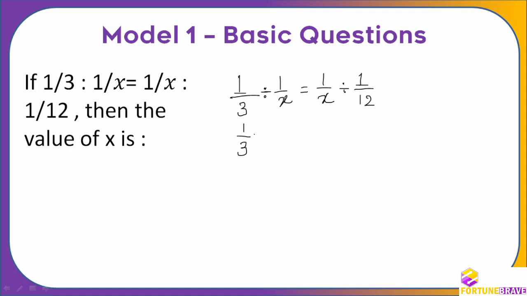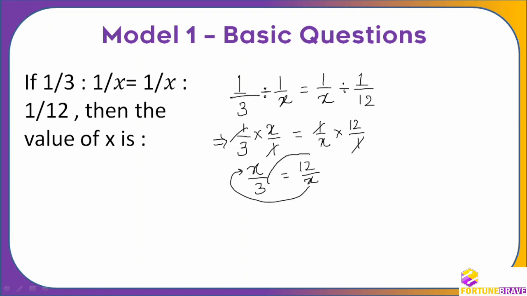We have understood fractions. So if it is divided, then I can write it as x upon 1, which is equal to 1 upon x into 12 upon 1. Now when I simplify, it will look like x upon 3 is equal to 12 upon x. This need not have any explanation. The 1s get cancelled. And then I can send the x this side and 3 this side.